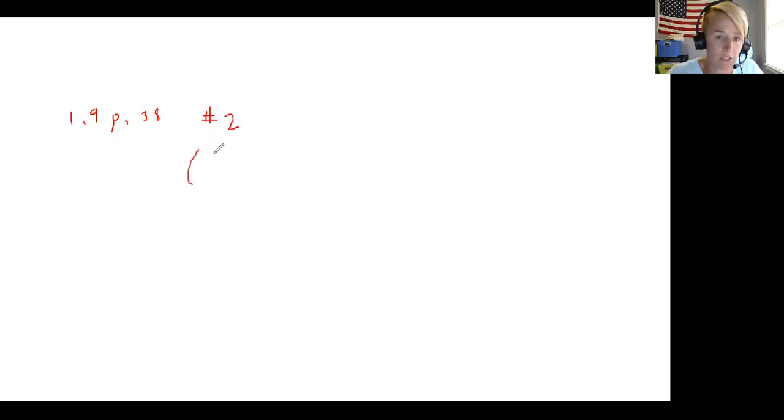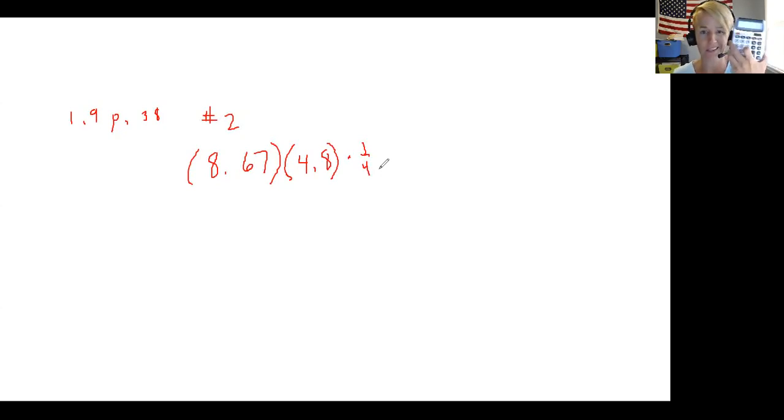It literally just says 8.67 times 4.8 times 1/4. Okay, all I have to do is just put this into my calculator. Except if I'm using a junky little calculator like this, I don't have a fraction bar that I can put in here. Okay, so I have a couple of options.